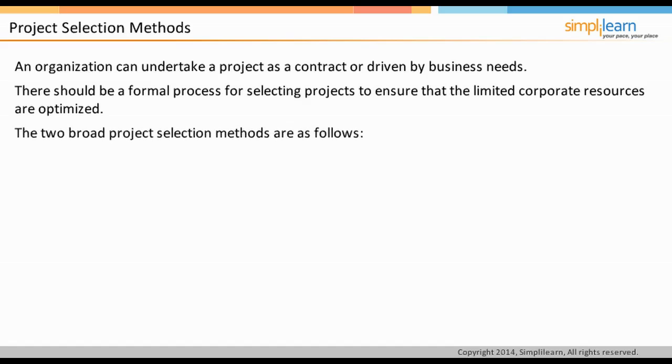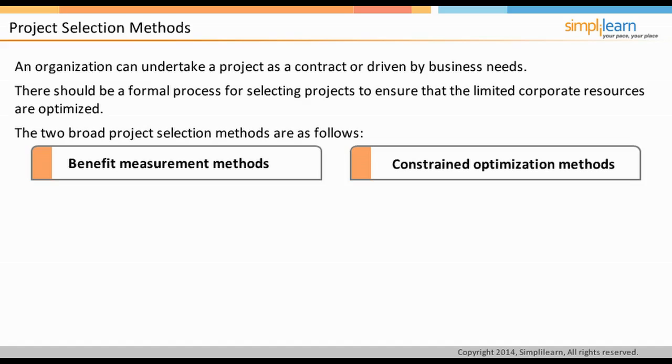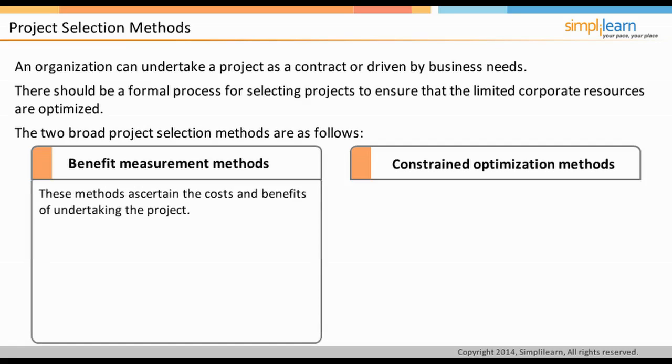There are two broad ways to select a project. One way is the benefit measurement method, where one project is compared with other competing projects. Another approach is based on mathematical models, wherein you examine the most optimal selection of projects by trying to optimize a goal. For example, maximize operating profits. Such methods may be called constrained optimization methods. There are different methods under both these categories, and you should be familiar with the names of these methods.